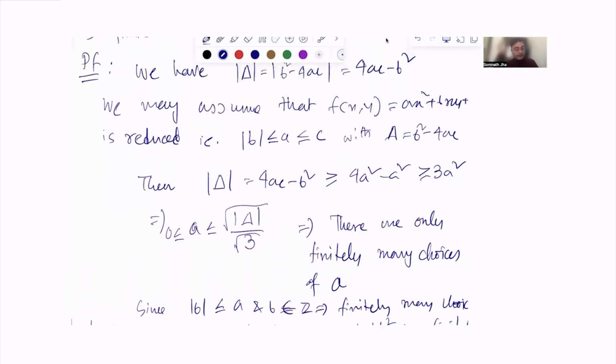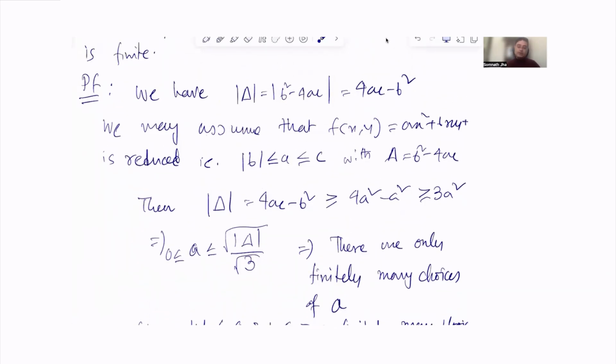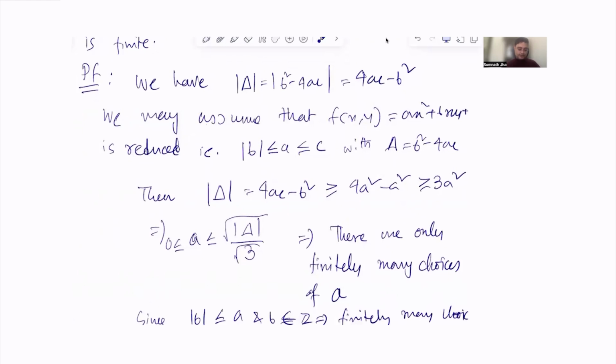Right, so that's what we proved, that every equivalence class contains a unique reduced form. So every form is properly equivalent to a reduced form. So if you can prove the number of reduced forms is finite, that there are only finitely many positive definite primitive reduced forms with the given discriminant, then we are done, and that's what we did, just using the property.